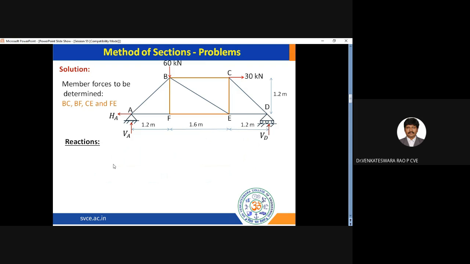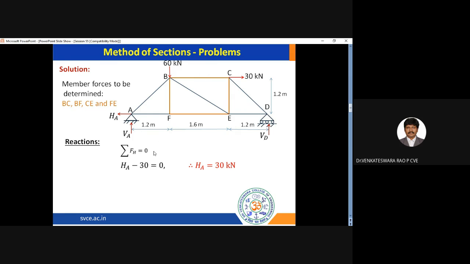So, I have shown it with a different color to identify clearly what my requirement is. My requirement is calculating these BF, BC, CE and FE member forces. So, as usual, we have to calculate the support reactions. That is the first step which we are supposed to do, either you are using the method of joints or the method of sections. We cannot omit this, right?